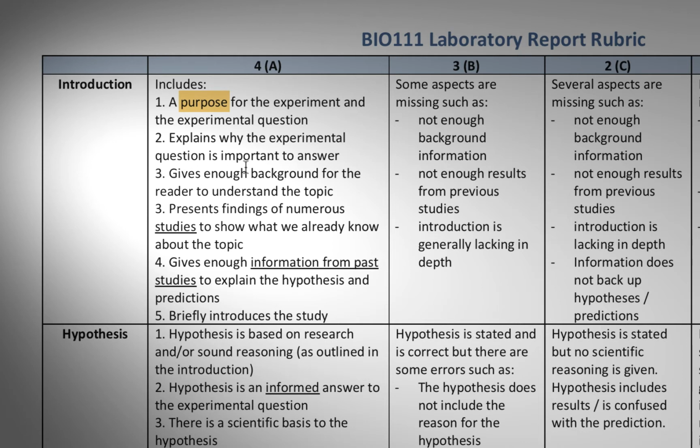You need enough background information for the reader to understand the topic. Don't assume that your reader is very knowledgeable about the topic. Now, you don't need to go into a huge amount of detail, but you need to give enough information so they are able to understand the topic. Include the findings, so the conclusions of numerous studies. And by studies, we mean peer-reviewed scientific articles.